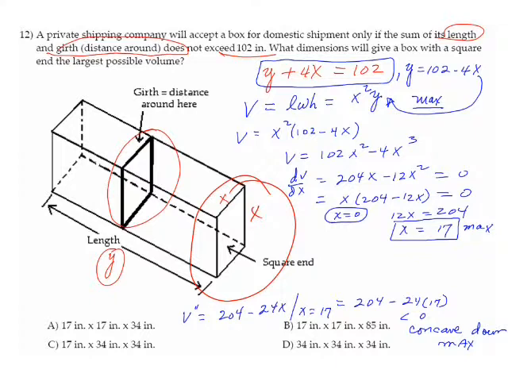So the dimensions of the box are going to be 17 by 17 by the length, which is y equals 102 minus 4 times 17 equals 34. So the dimensions of the optimal box would be answer A, 17 by 17 by 34.